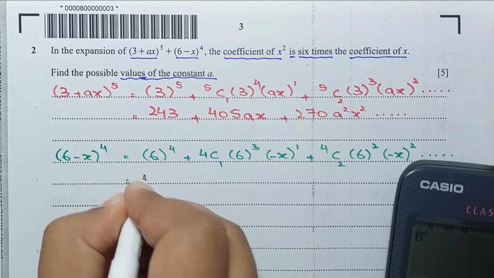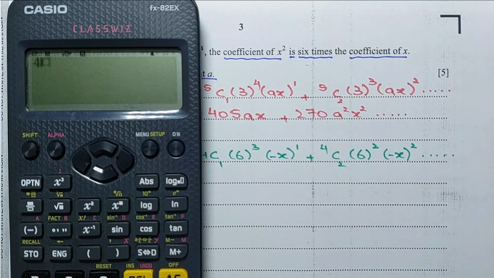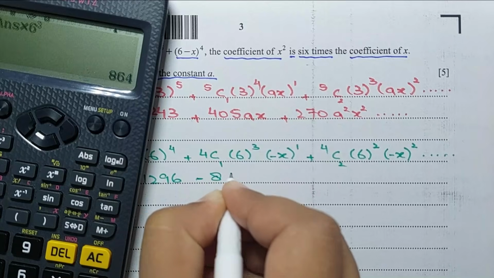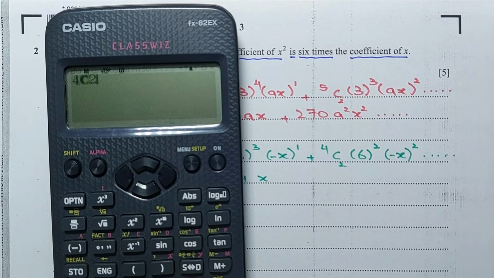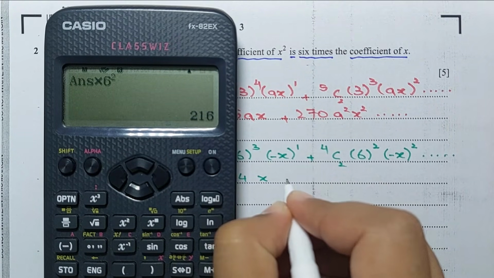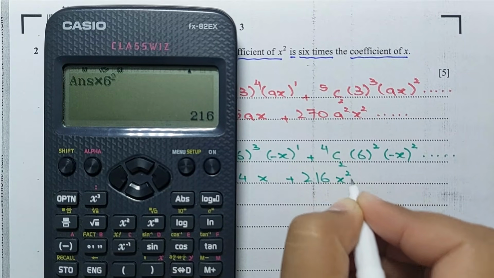1296. 4c1 is 4. Multiply 6 cube, 864, and minus x. Minus 864x. Right. 4c2 is 6 multiplied by 6 square, and we have plus 216, minus x square is plus x square.